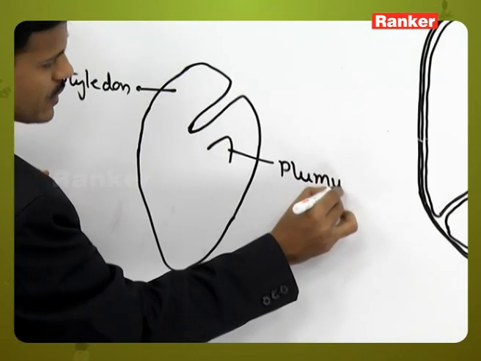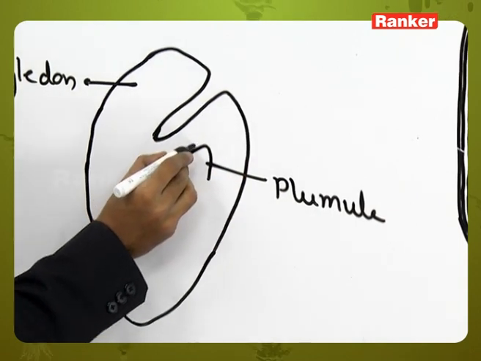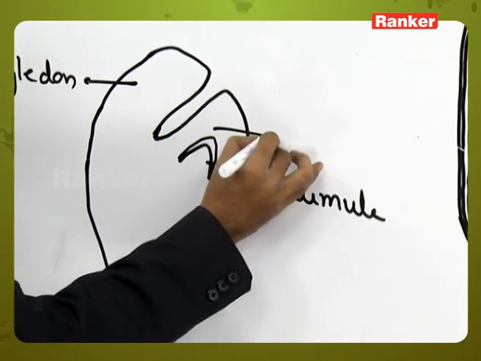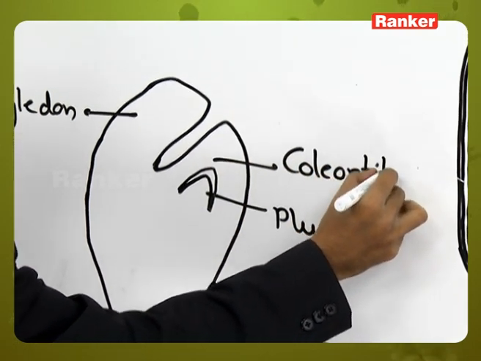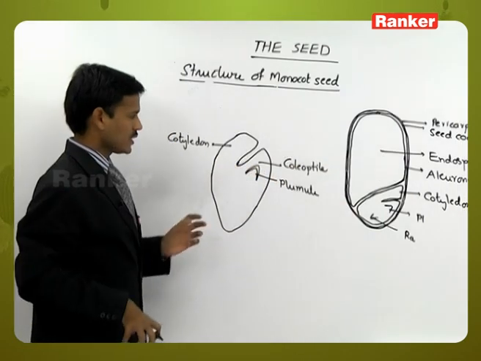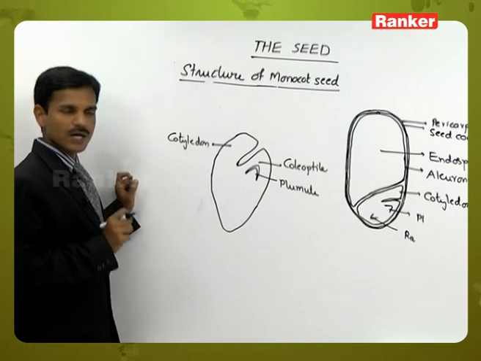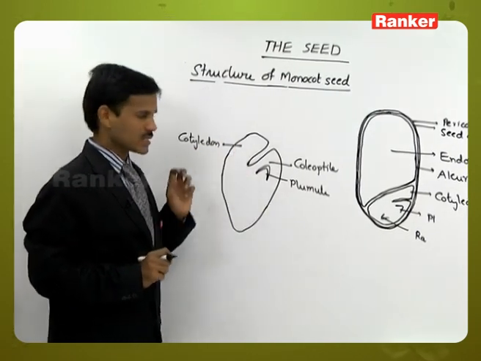The plumule is covered by one sheath. That sheath is known as the coleoptile. The plumule is protected by a sheath called the coleoptile. The coleoptile is observed only in monocot seeds, not in dicot seeds.